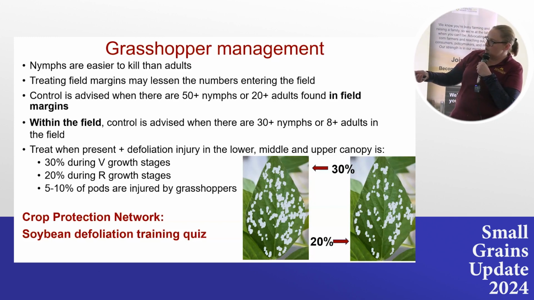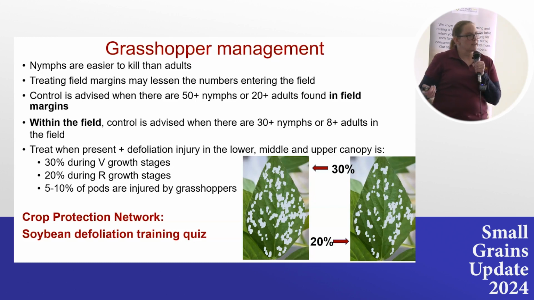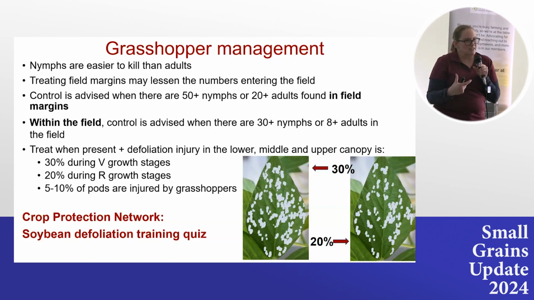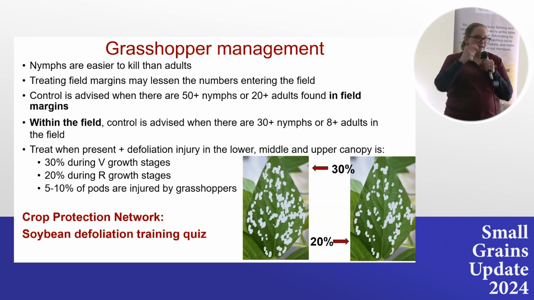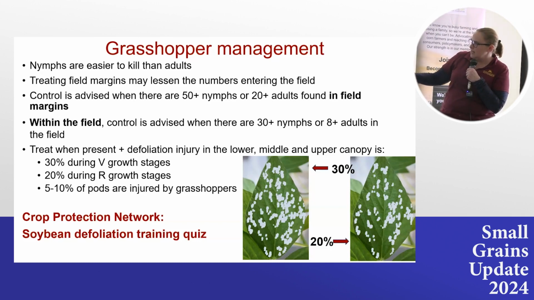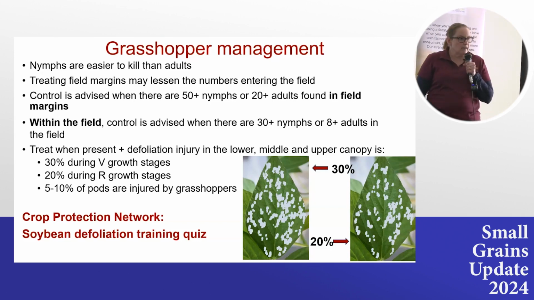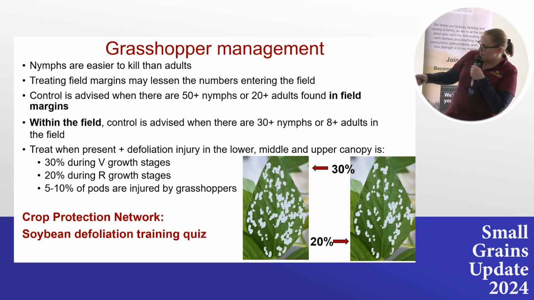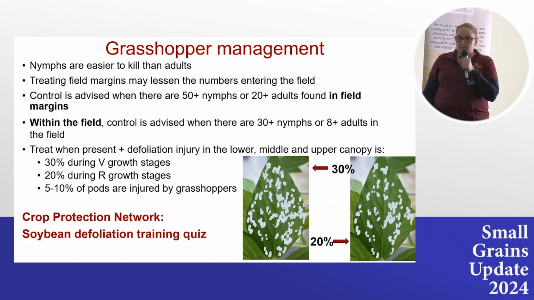Luckily, we now have tools like this. If you just wanted to Google Crop Protection Network soybean defoliation training quiz, you can actually train your eye to be able to tell 30% injury from 40%, et cetera. So the treatment threshold is 30% injury on average throughout the field during vegetative growth stages and 20% during reproductive growth stages.